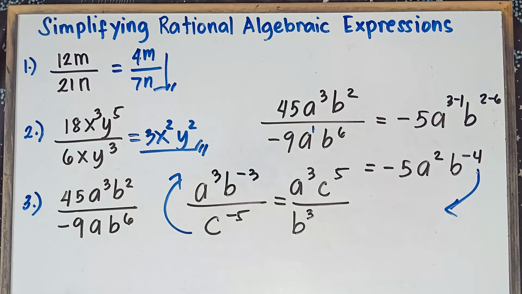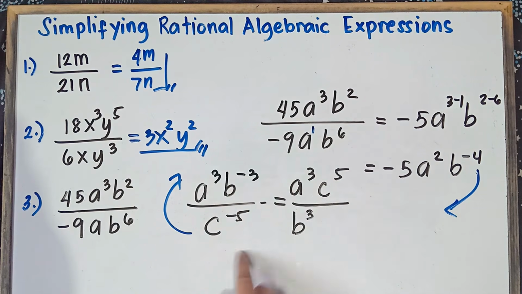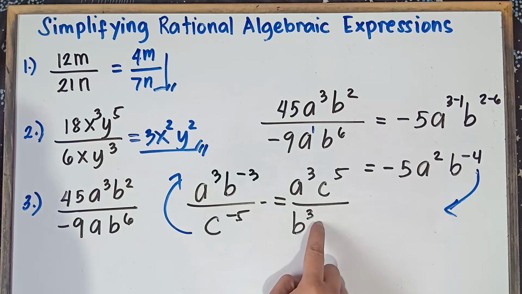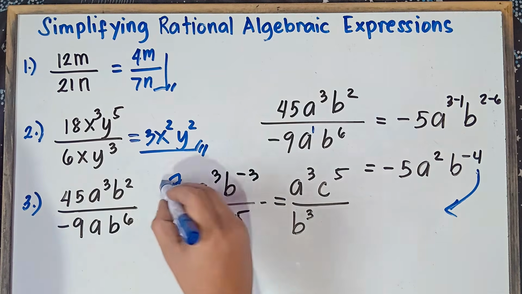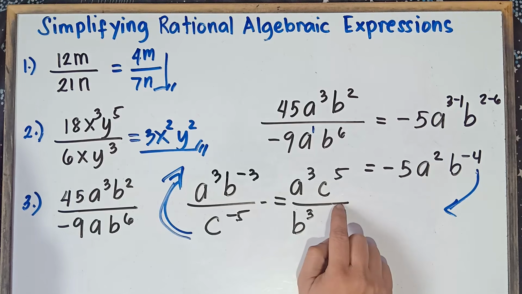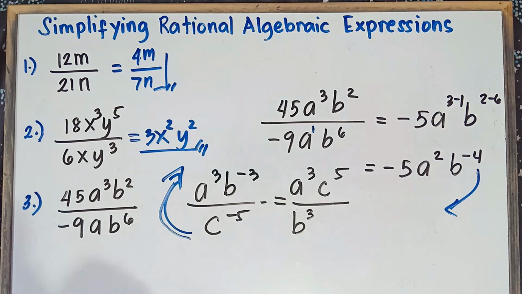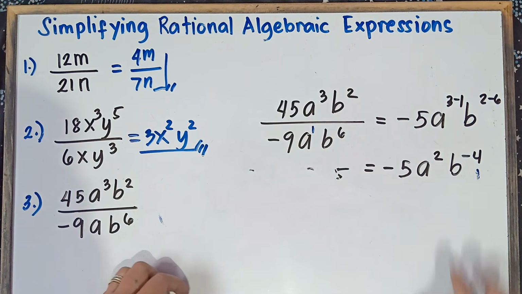Simple as that, class. Once again, class, if you have negative exponent on the numerator, put that one on the denominator and the exponent will be positive. Now, if you have a negative exponent on the denominator, put that one on the numerator and the exponent will be positive. Simple as that, class. Okay, I hope it's clear for you, class. Alright, so we simply put this one on the denominator.